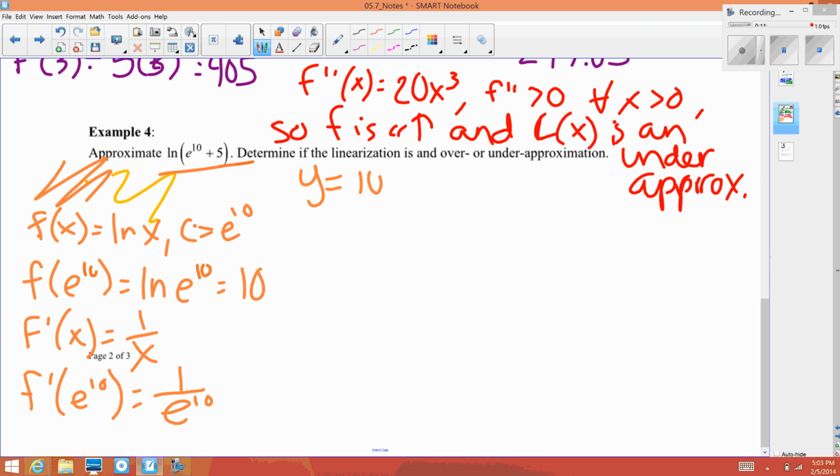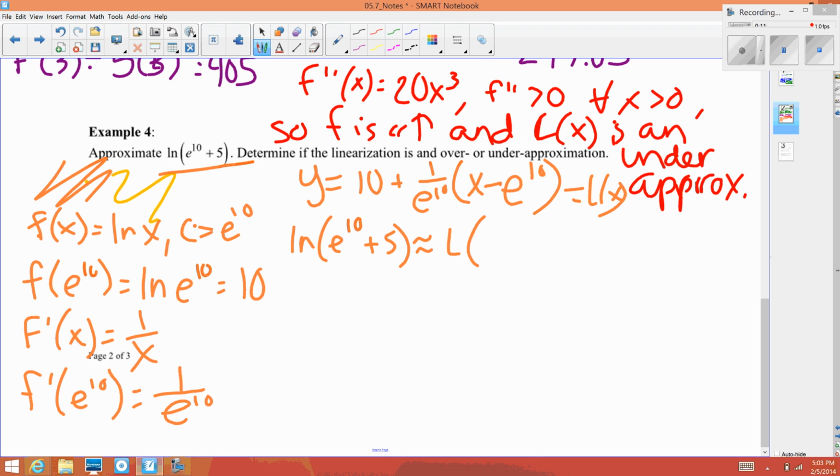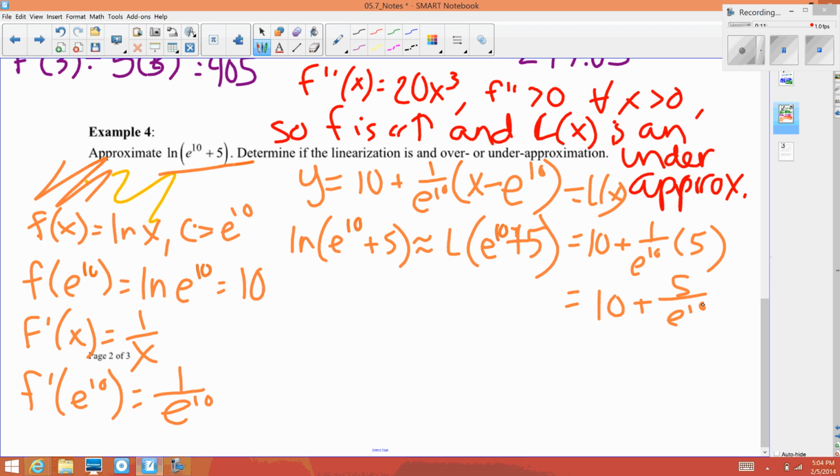All right, write our equation. X minus e to the 10. And we're going to call that L of x. Okay, so ln of e to the 10th plus 5 can be approximated by L of e to the 10th plus 5. Okay, that'll be 10 plus 1 over e to the 10 times 5. All right, so we can approximate it as 10 plus 5 over e to the 10. You could get a decimal if you want, but I like it just like that.